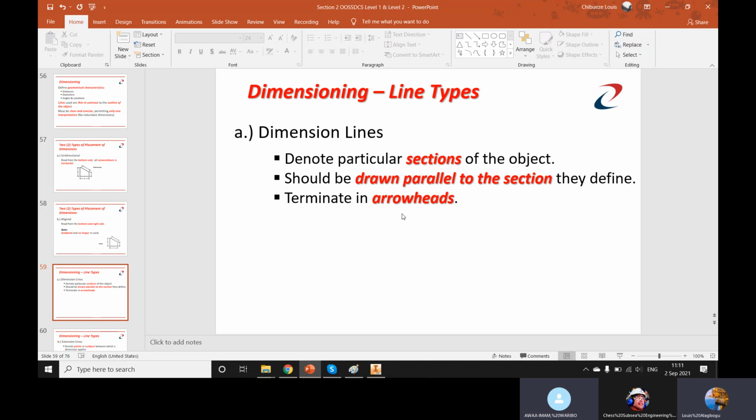So the line types now, dimensional lines, they denote particular sections of the object. They should be drawn parallel to the section they define, and they terminate in the arrowheads.